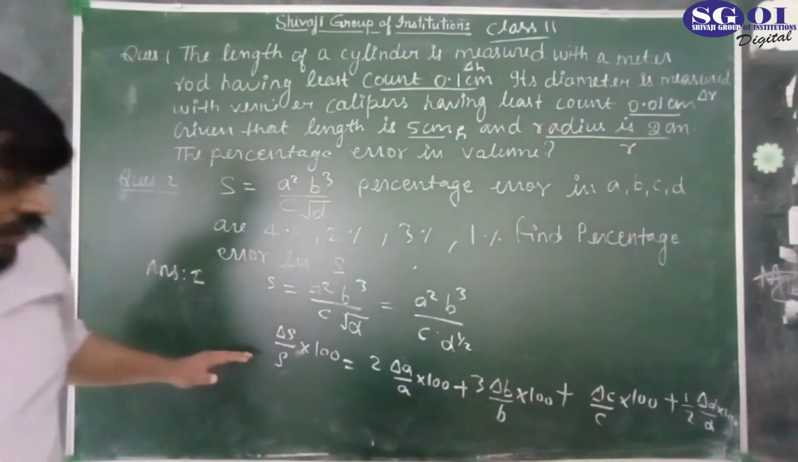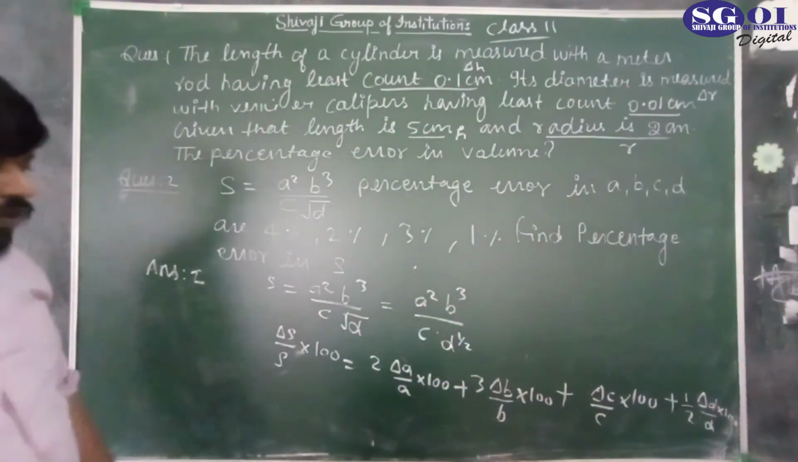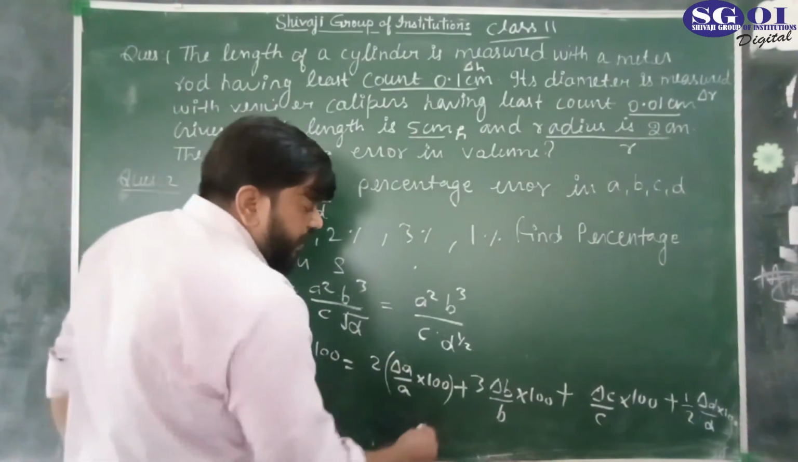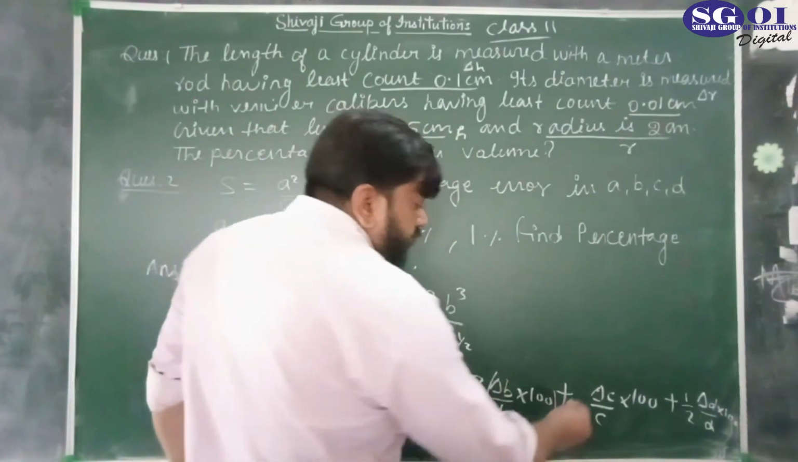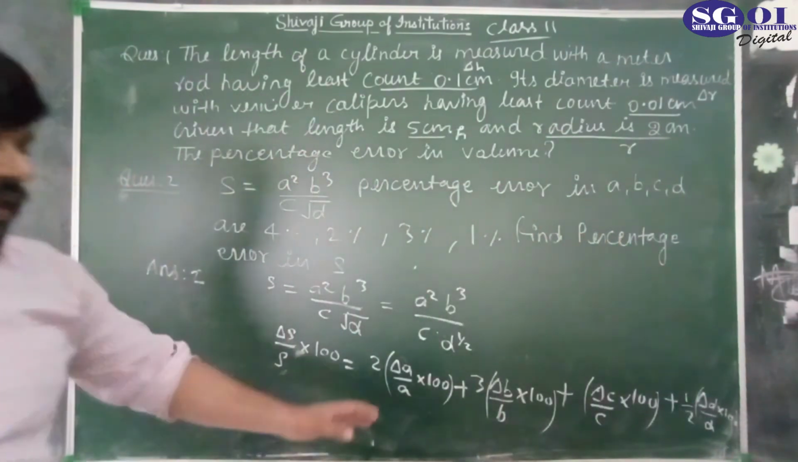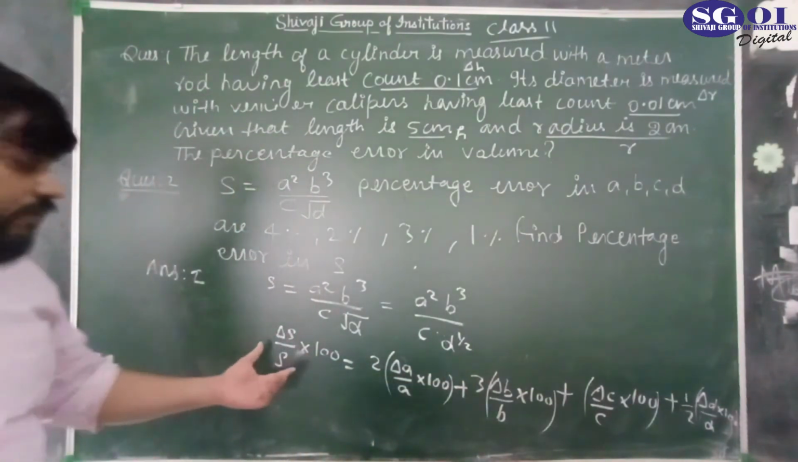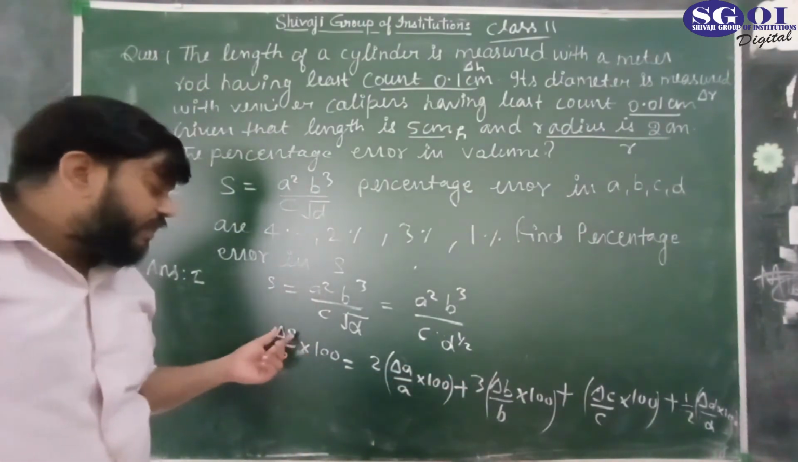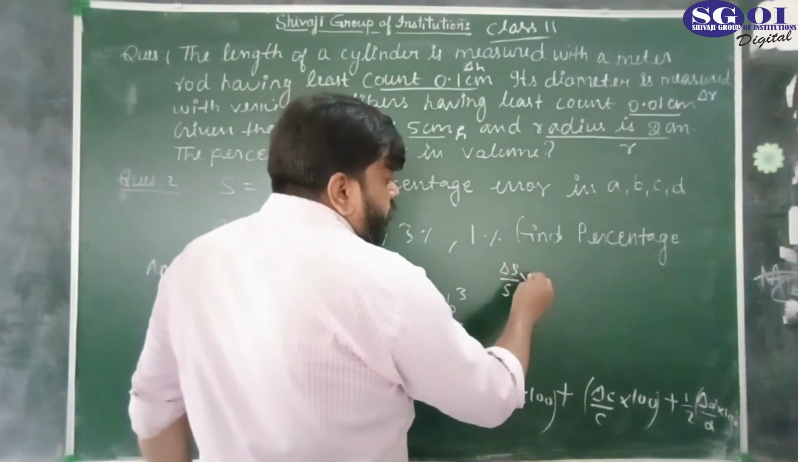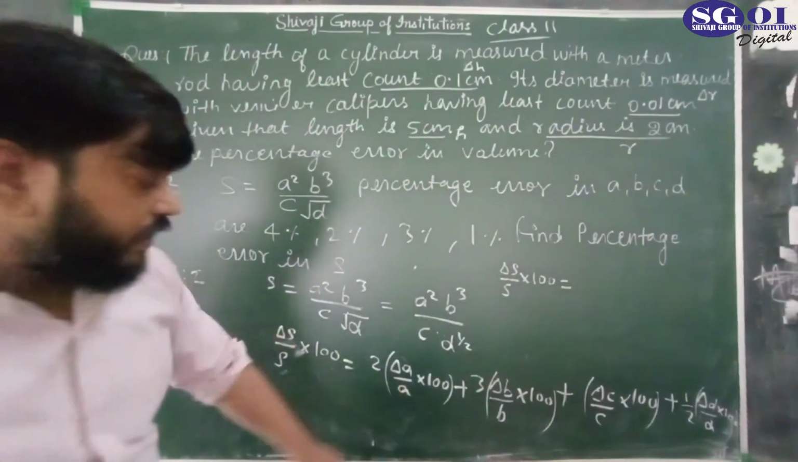So this expression comes from the combinations of error, and the values you are seeing, delta a upon a into 100, are the percentage error in a, percentage error in b, percentage error in c and percentage error in d. Just put all these values in this equation and solve this. We can find the percentage error in s. So we are just putting all the values.